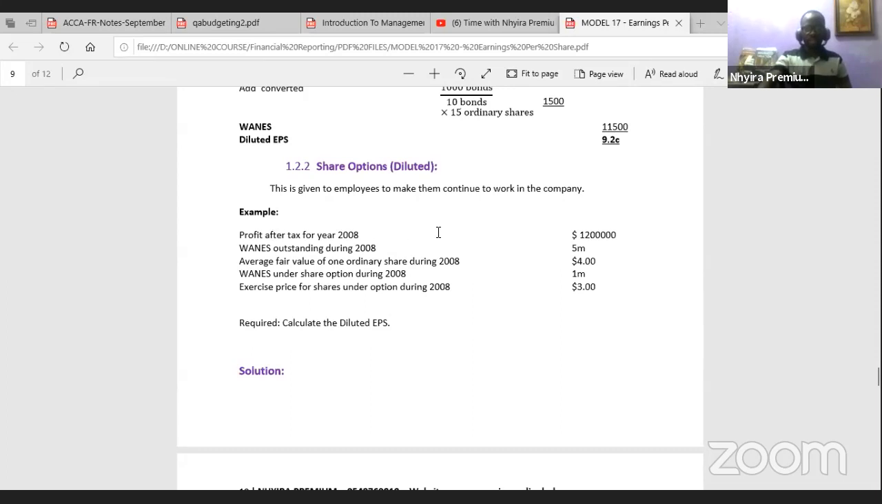So profit for the year is 1.2 million. The weighted average outstanding shares, 5 million. The average fair value of one ordinary share during the year, which is the current share price, is $4. The shares in the option is 1 million. And then the exercise price for the shares is $3. So the requirement is to calculate the earnings per share. So scribble that down real quick, then let's solve it.